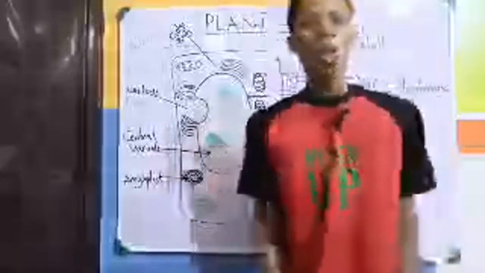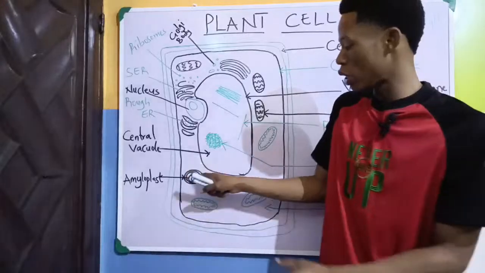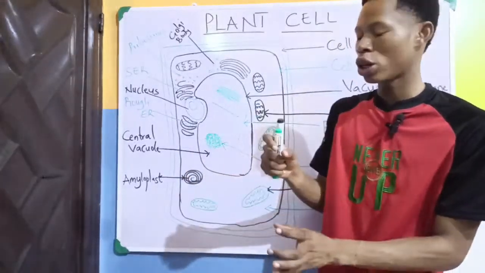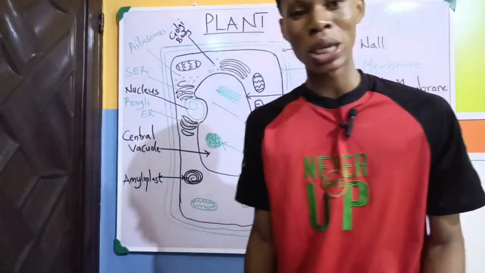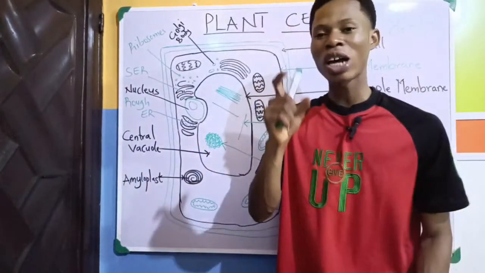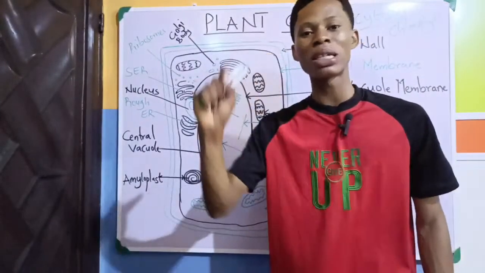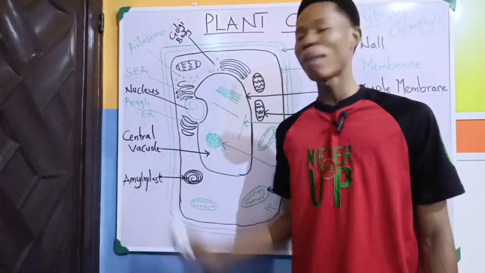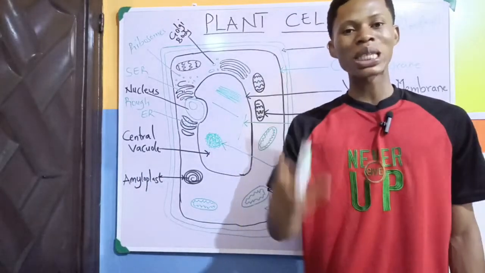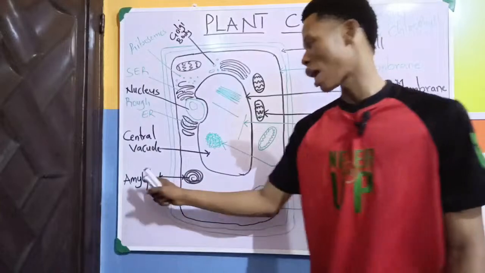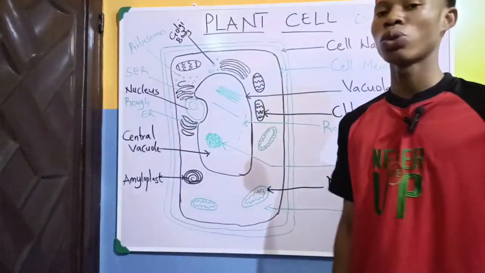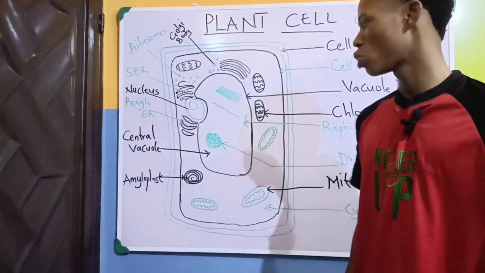No, because it is in the chloroplast. Now, what is the part of the cell where starch granules are stored? So in case you are asked in the exam, starch granules are stored in the dash of the plant cell. What is the answer? Amyloplast. It is in the amyloplast that starch granules are stored. Do you understand that? Good.